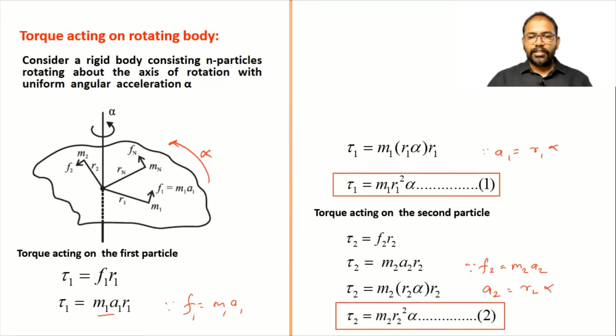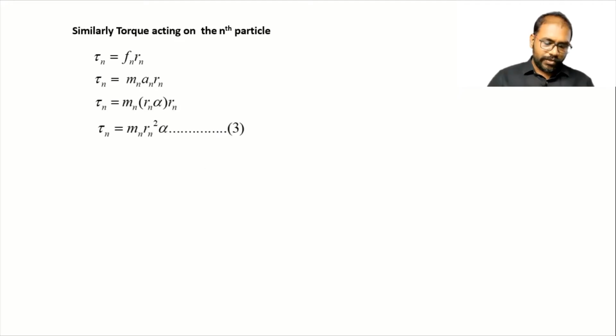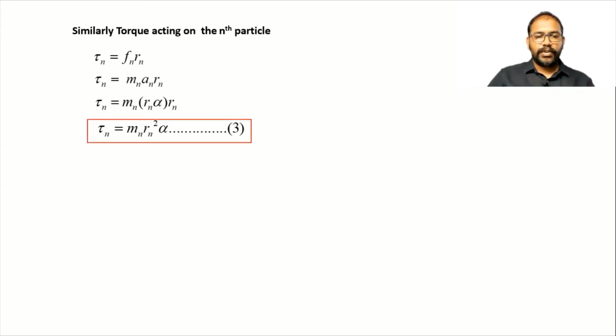Similarly, we can write the torque acting on the third, fourth, fifth, and the nth particle. So the torque acting on the nth particle is Fn Rn. That Fn we can write Mn An. Then An we can write Rn alpha. So here we get the torque acting on this nth particle is Mn Rn square alpha.